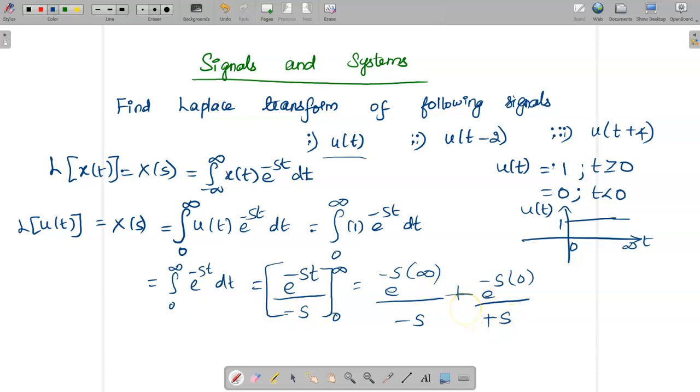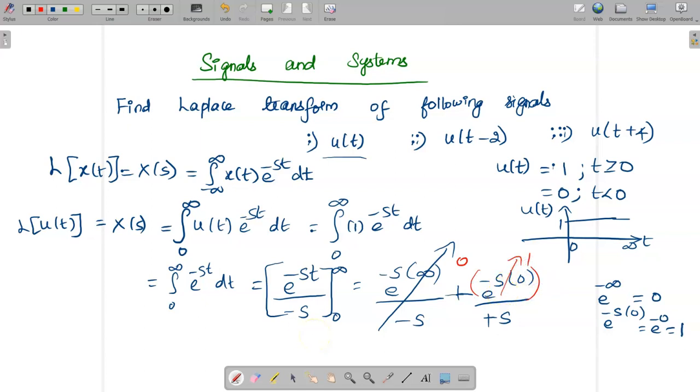So now we can write like this. And again infinity into any value is infinity. So e power minus infinity is 0. And 0 into any value is 0. So e power minus s into 0 is nothing but e power minus 0. It is nothing but 1. E power 0 or e power minus 0, it is nothing but 1. So this value completely becomes 0, and this particular value becomes 1.